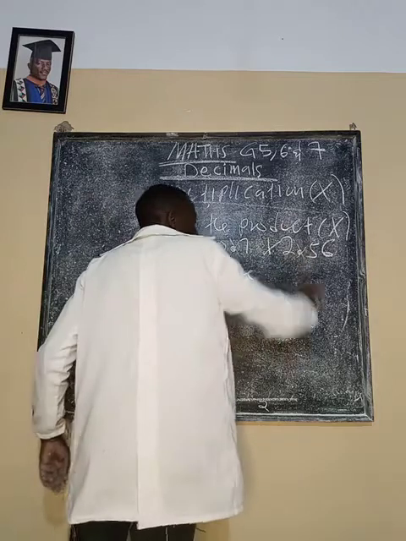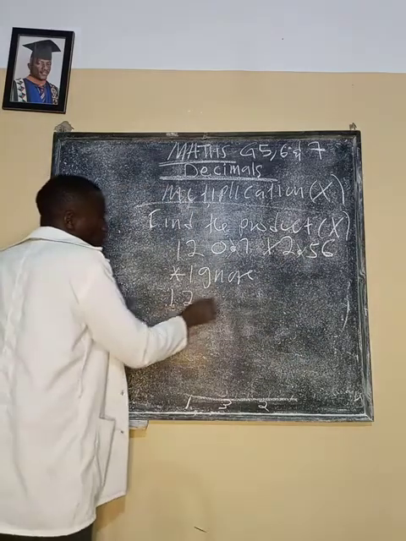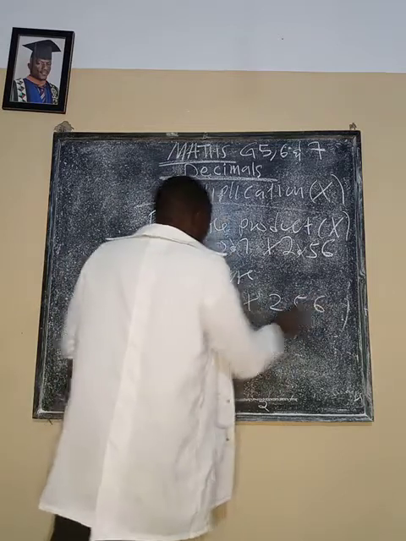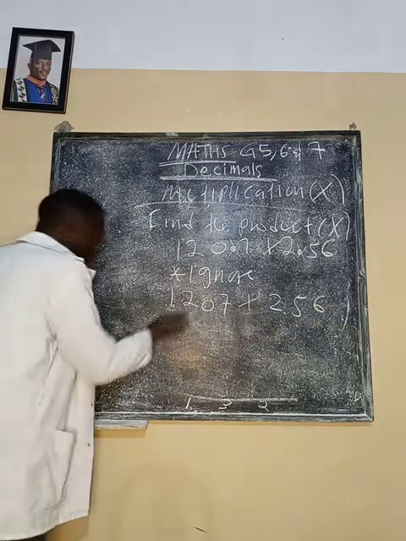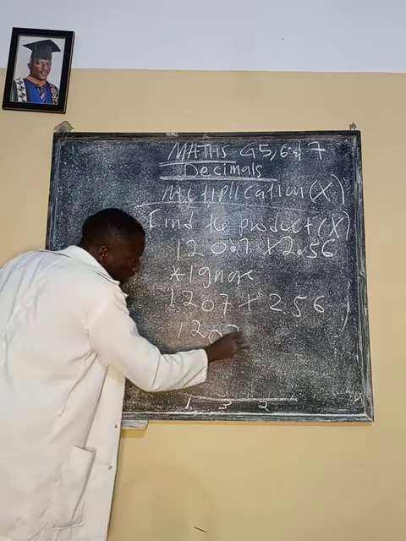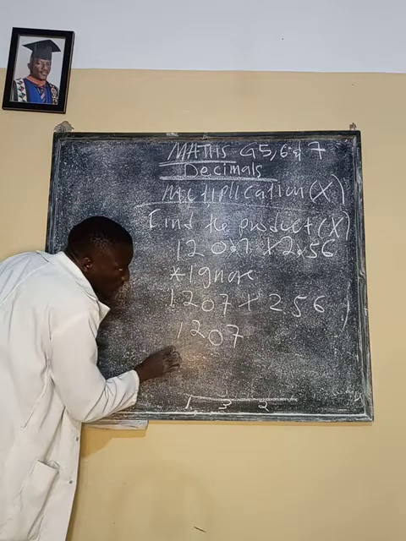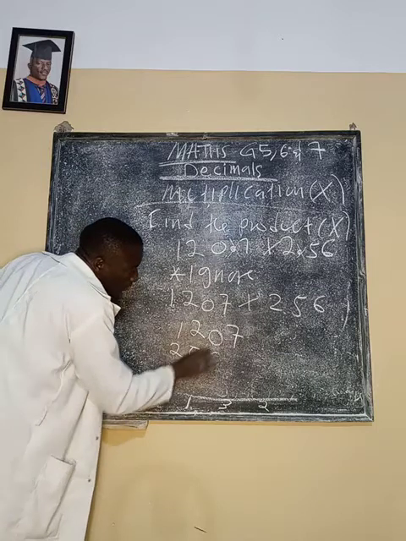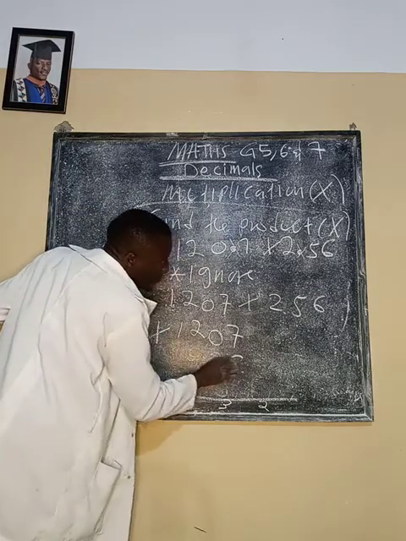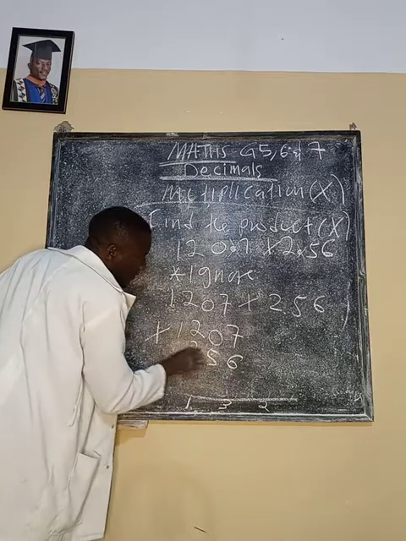Let's keep them out. We are going to have 127 times 256. Put the number with a lot of digits on top. We are going to say 127. Also, we have 256 with the multiplication. If you want, you can write it at the back like this. That is still okay.